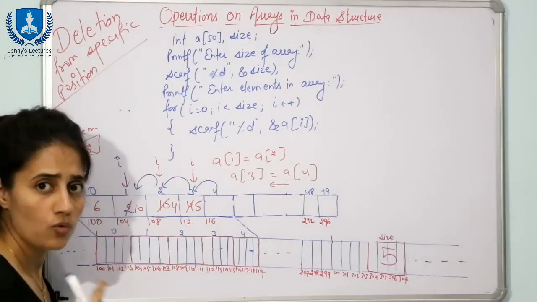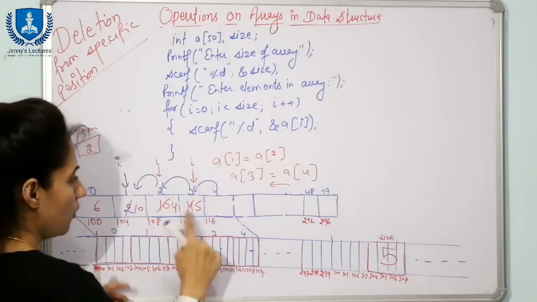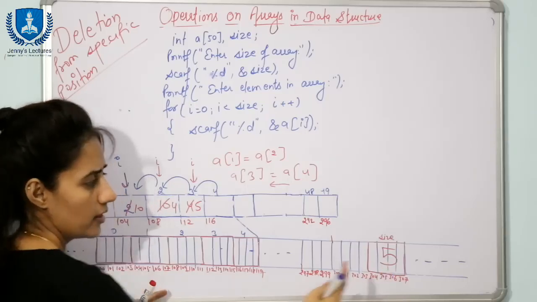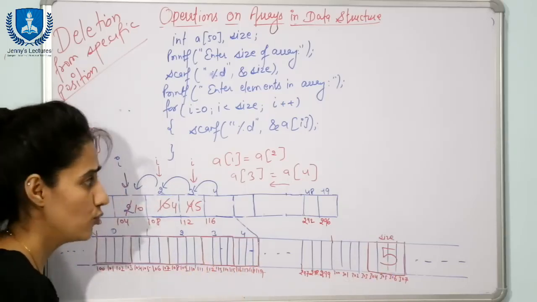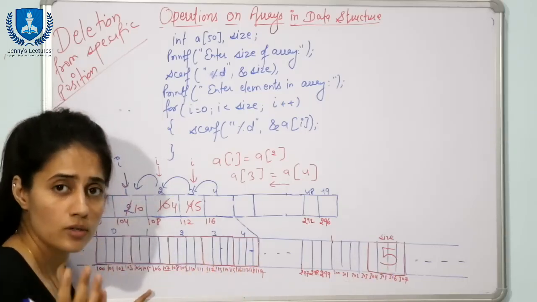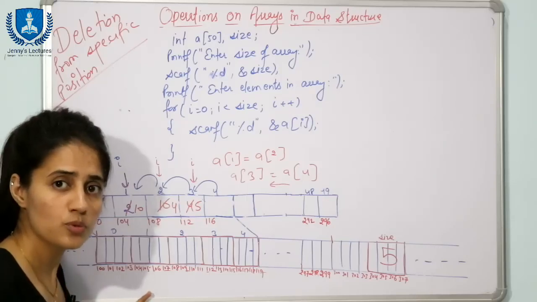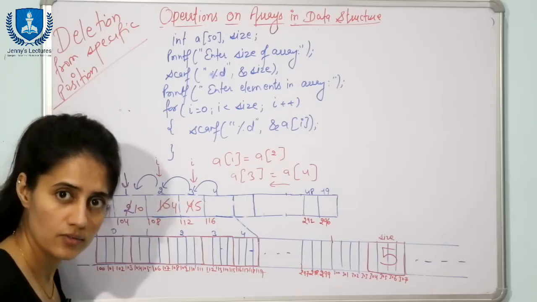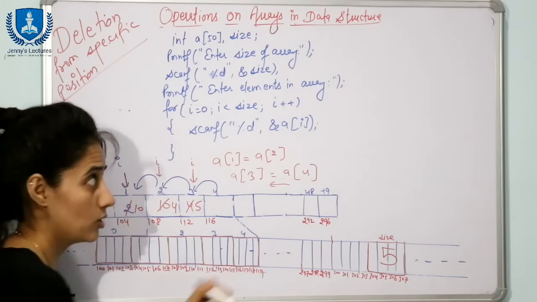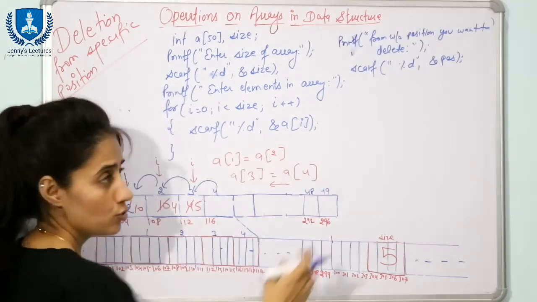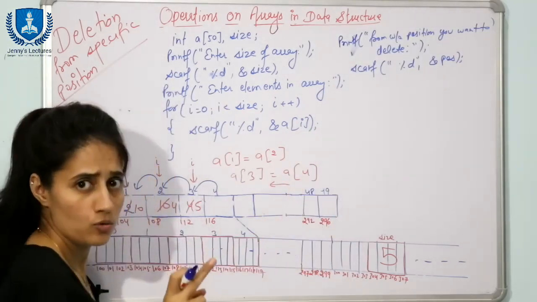So now we will write down code for this. See here, array of size initially we have taken 5. After deletion it becomes 4. So now you will ask the user from which position you want to delete the data. Fine, and user will enter its position. So this is how we are going to ask from the user.